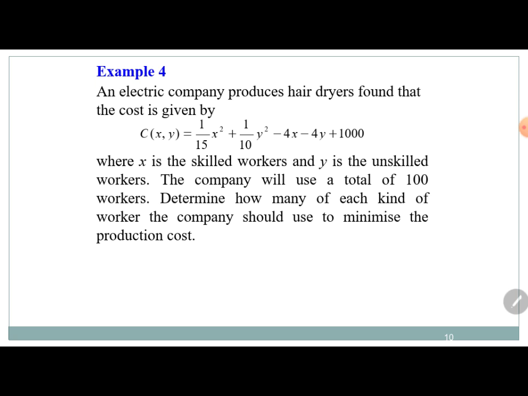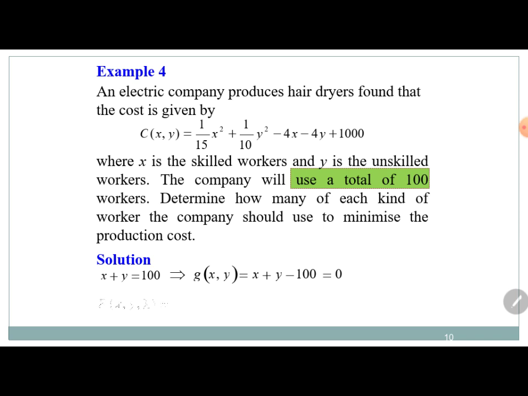We need to find the constraint function first. So the total workers should be 100. So what is the number of unskilled workers? What is the number of skilled workers? So skilled worker is X, unskilled worker is Y. So X plus Y must be 100. So that's why our constraint function is X plus Y equal to 100. But we need to rearrange so that it equal to 0. So we have X plus Y minus 100 equal to 0. So that will be our constraint function.